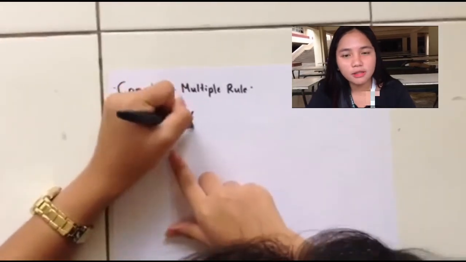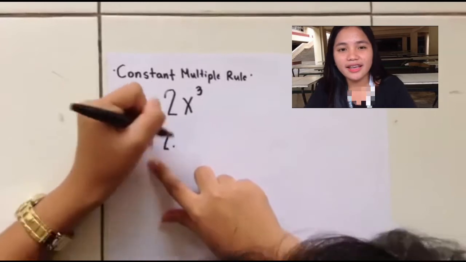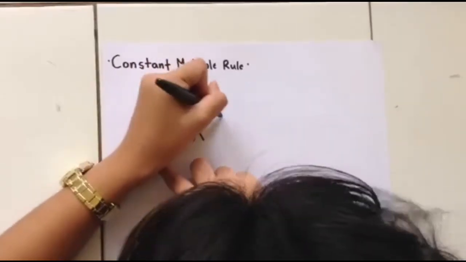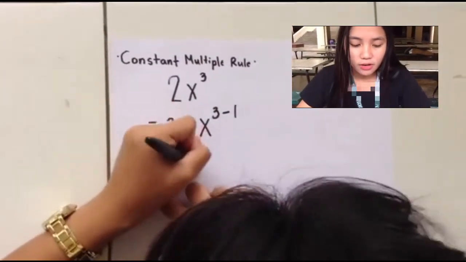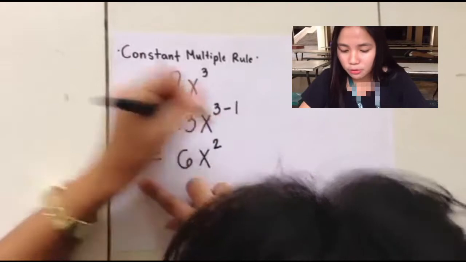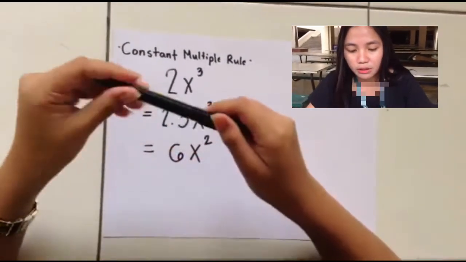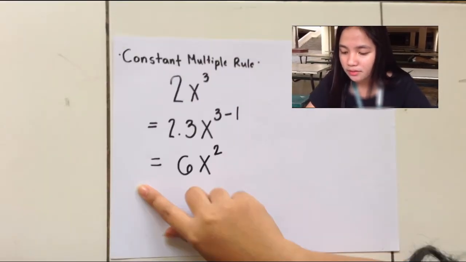Constant multiple rule. It is used when a constant is multiplied by a term. You can keep the constant and take the derivative of the rest. So we keep the 2 and get the derivative of x to the 3rd using the power rule. To do that, we put the power of the term as our coefficient multiplied by the 2, and as usual, we reduce the power by 1.